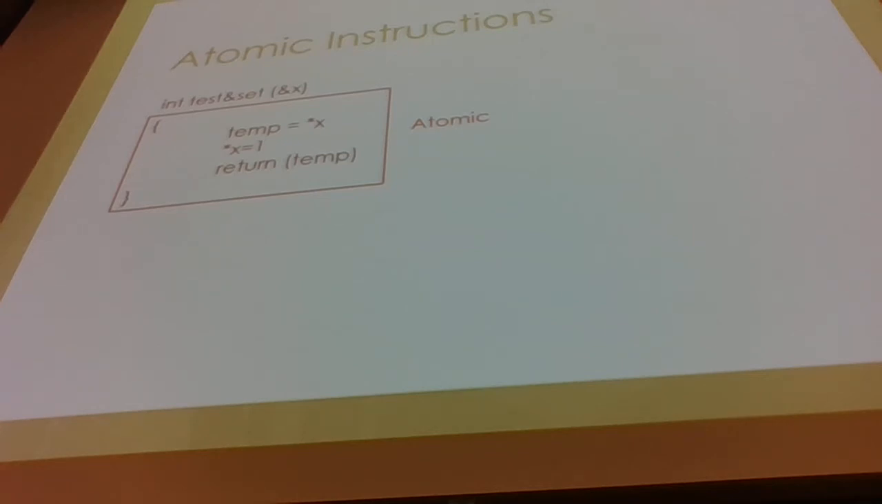Test and set first takes a temporary integer variable, gets the value at x, and stores it in temp. Then it sets the value of x to 1, and it returns temp. It does these three instructions atomically, which means there is no switching. You cannot switch while you are running these three instructions. So that is test and set.